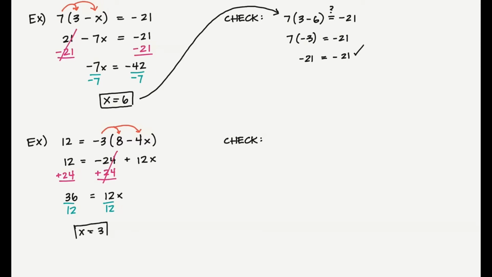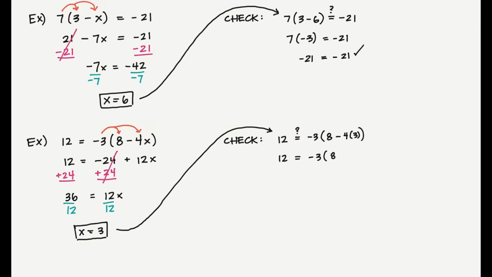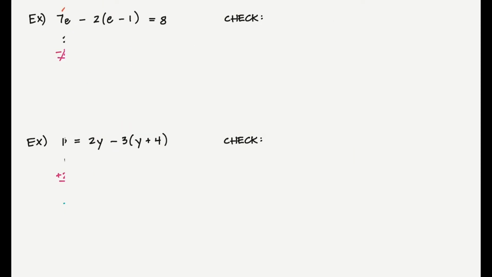There we go. So why don't we go ahead and plug it in and check to make sure that we got the right solution. So 12 is equal to negative 3 times 8 minus 4 times 3. Okay, so according to PEMDAS, I need to multiply first inside of the parentheses, so that's minus 12. And then inside the parentheses, 8 minus 12 is negative 4, and negative 3 times negative 4 is positive 12. So my solution works out.